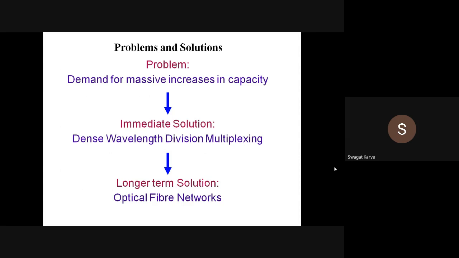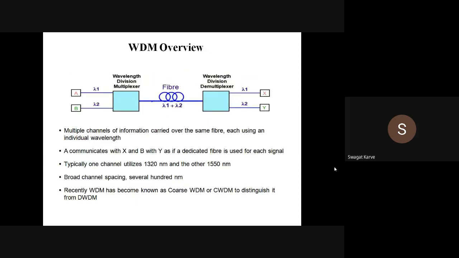That means just as in analog and digital systems you use TDM and FDM, time division multiplexing and frequency division multiplexing, in optical communication the multiplexing techniques are WDM and DWDM. That means wavelength division multiplexing and dense wavelength division multiplexing. Okay, these are the two multiplexing techniques that are especially used in optical communication.